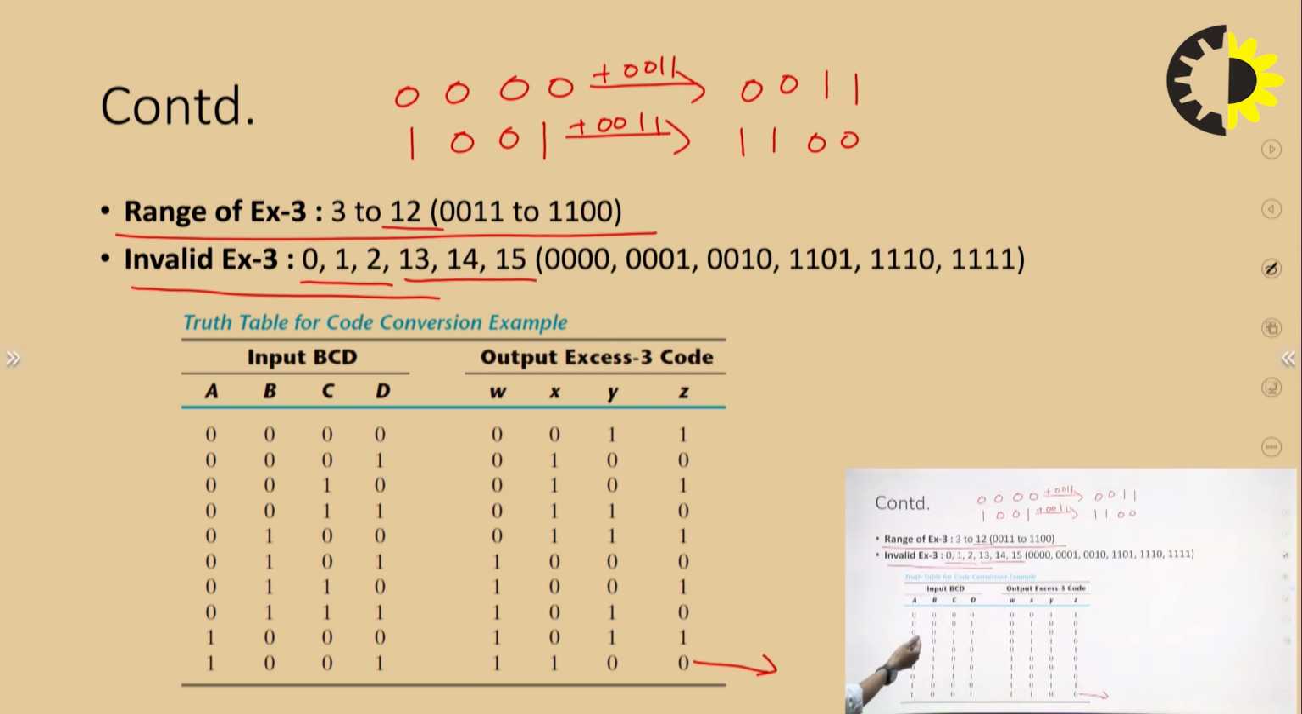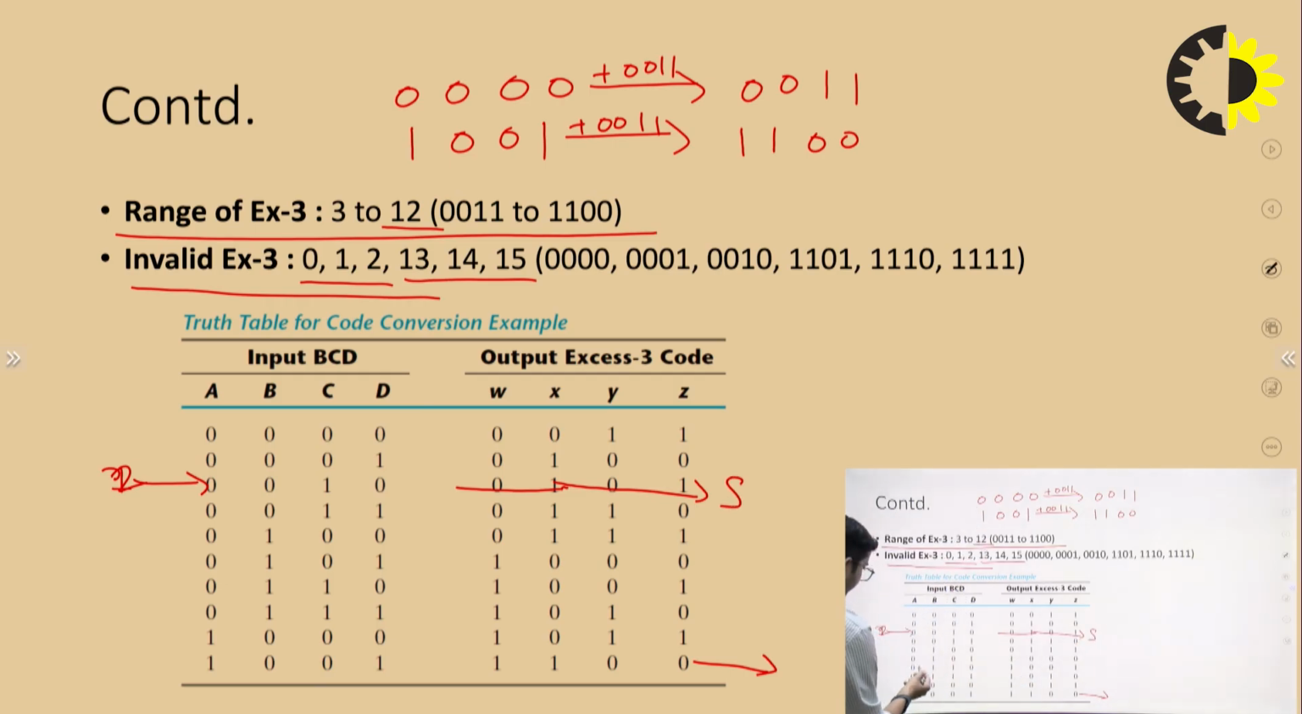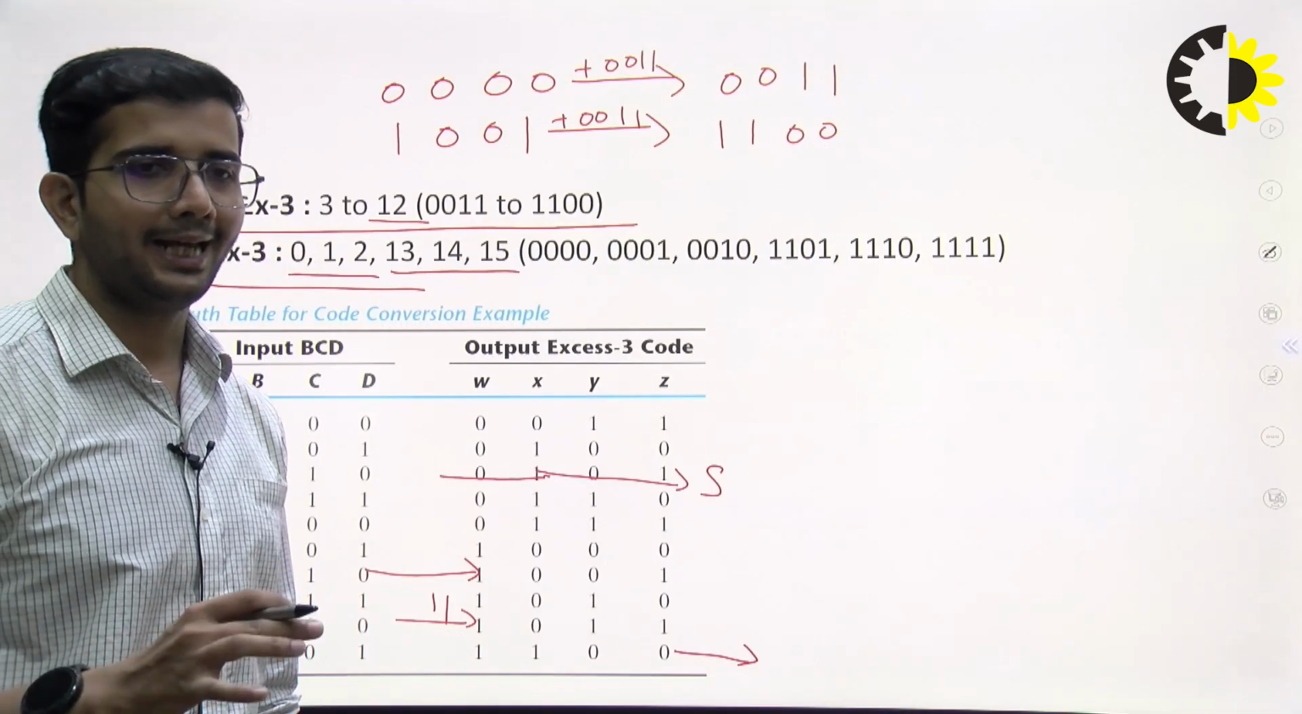These are invalid excess 3 numbers. As you can observe from this table, if we are having this number, this is equivalent to 1, and 1 plus 3 we are getting 4 here. This is equivalent to 2, so 2 plus 3 we are getting 5 here. If we are having this number, this is equivalent to 6, and 6 plus 3 we are having a 9 here. Similarly, if we are having this number, this is equivalent to 8 in BCD. So in excess 3 it will become 11. So this is 11 in the excess 3. So that's how we can convert any BCD number into excess 3, just by simply adding 3 into it.